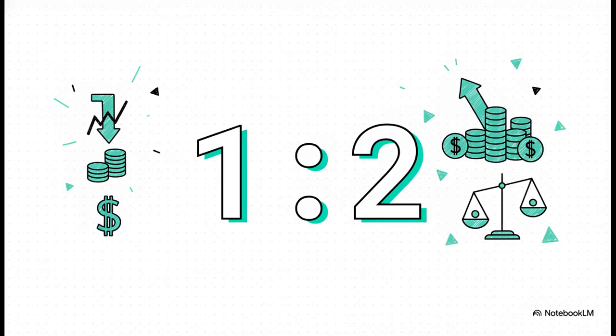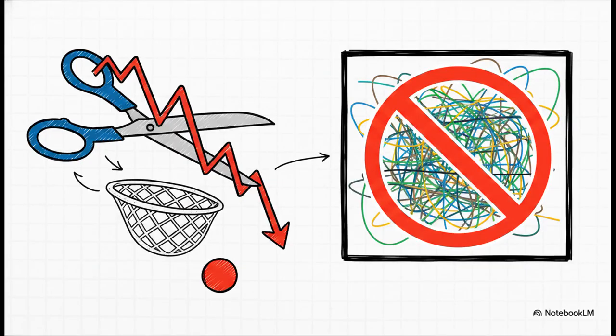Rule number 2 is all about your mathematical edge, and that's a minimum risk to reward ratio of 1 to 2. For every single dollar you risk, you must be targeting at least $2 in profit. By adhering to this ratio, you basically ensure that over a series of trades, your winning setups mathematically outpace your inevitable losing ones. And speaking of those losing trades, having tight stop losses is completely required.